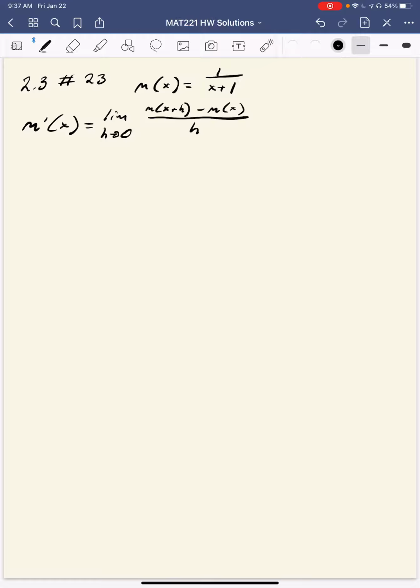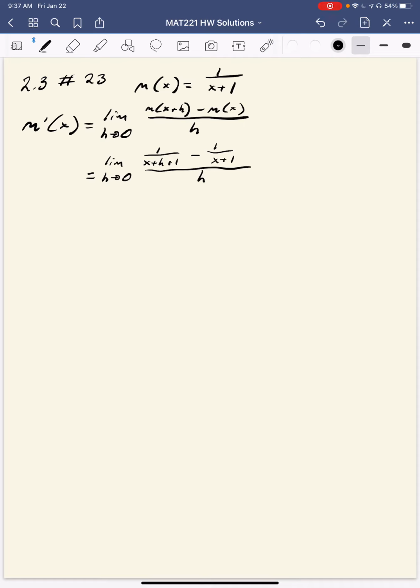So like last time, the first step is to replace the function notation with the actual function itself. So this gives us the limit as h approaches 0. M at x plus h is equal to 1 over x plus h plus 1. And then subtract from that m at x, which is 1 over x plus 1, all over h.